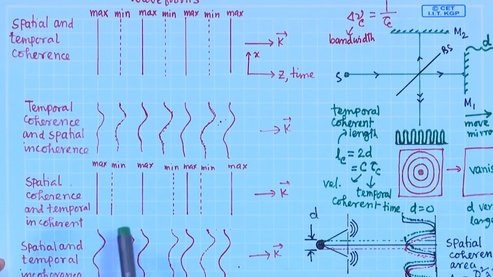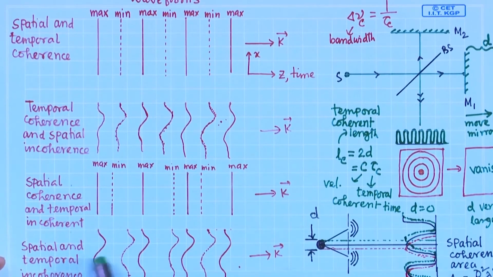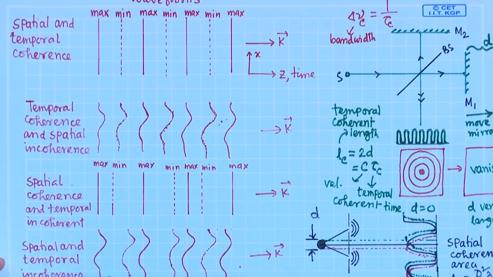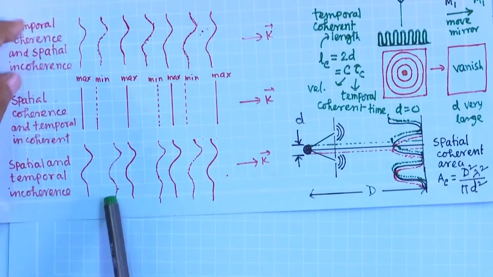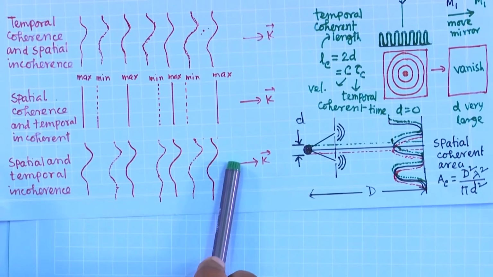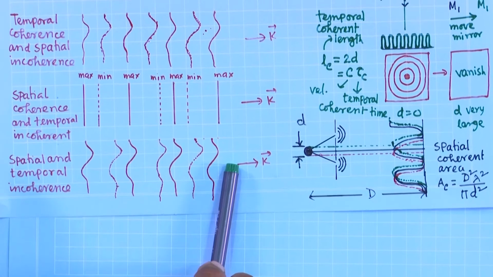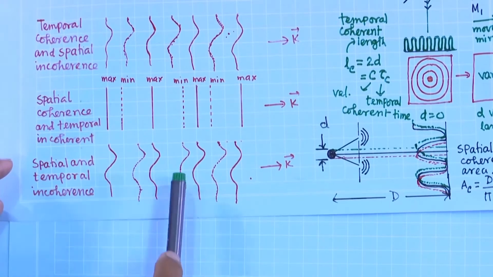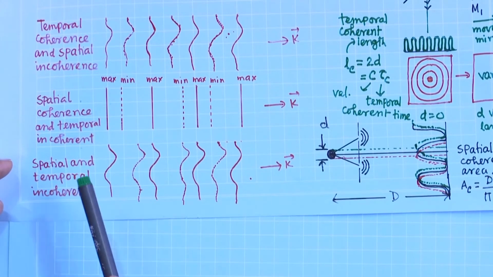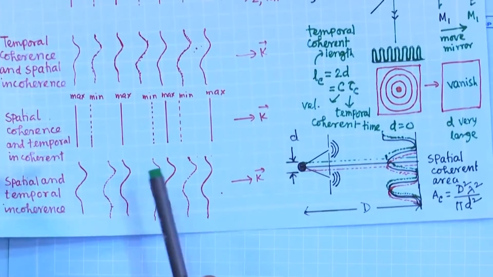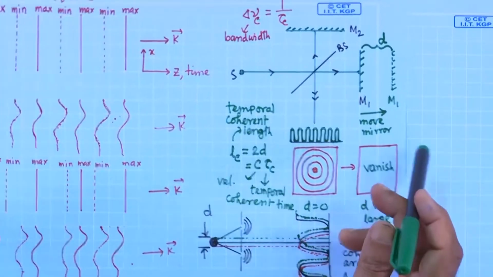And then in the last case, there is a phase difference along the transverse direction as well as along the longitudinal direction, the direction of propagation. Then we say this source is spatially and temporally incoherent. This is the way we try to understand it.